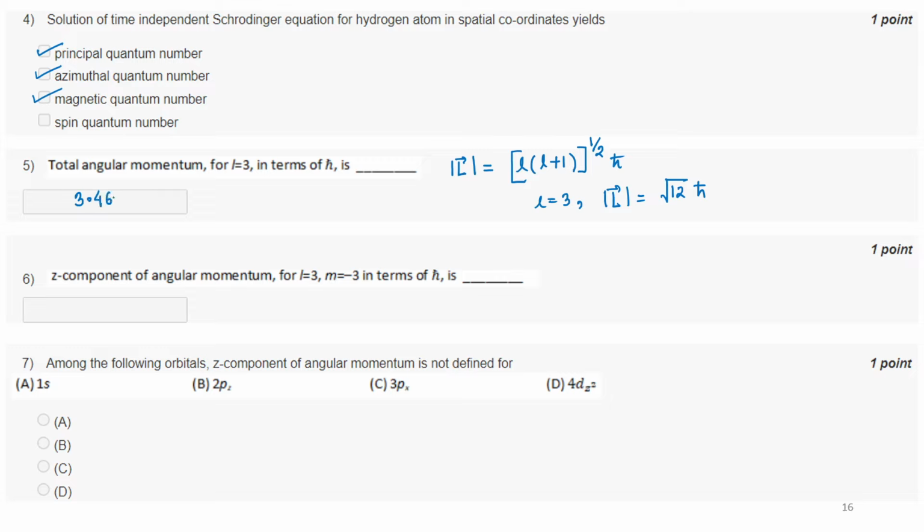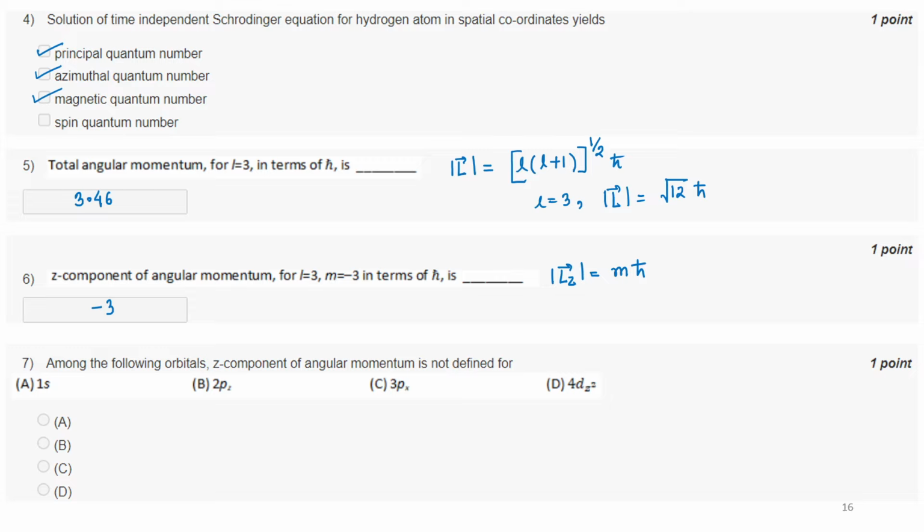Let me write that. So the z component of angular momentum. Earlier we got the total magnitude of the total angular momentum. Now the z component of the angular momentum for L equals 3 and m equals minus 3 is given by m h cross. Your unit h cut is already given, so it is minus 3.